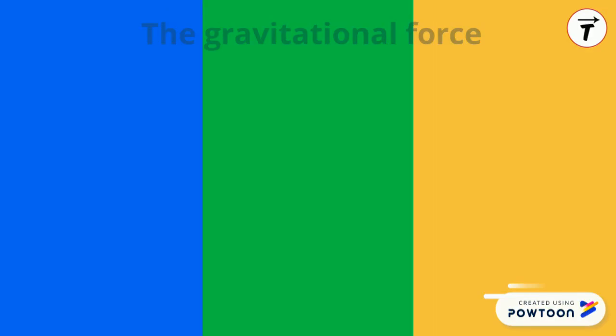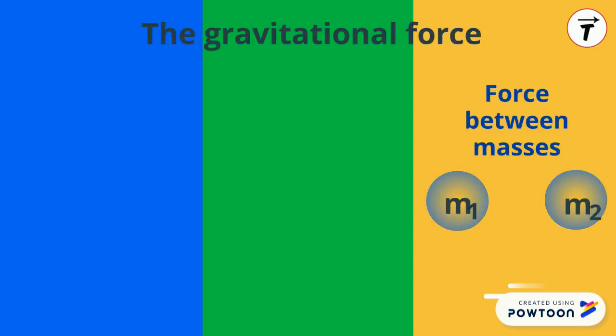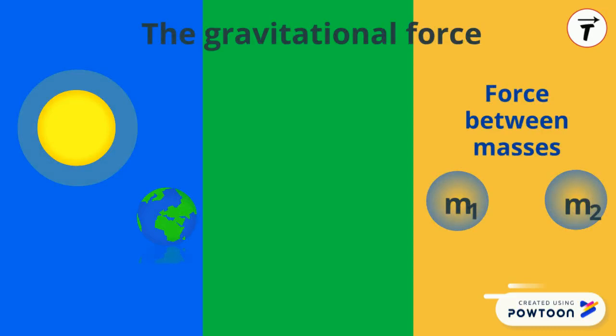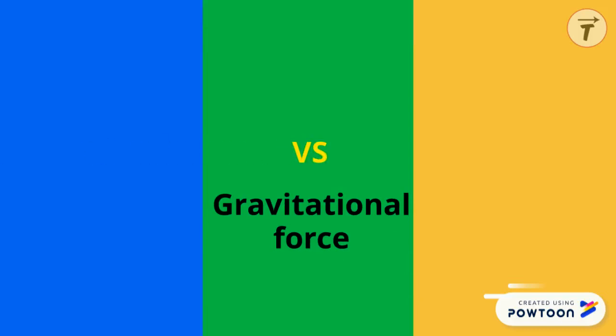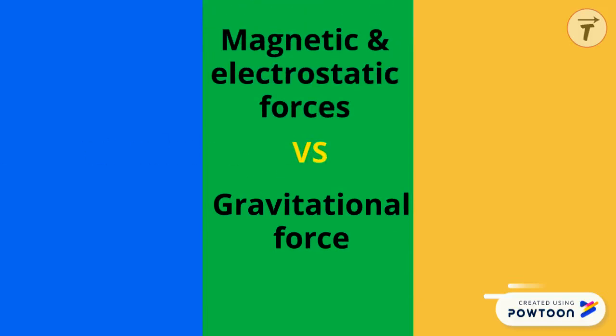Gravitational forces are forces that exist between masses, any two masses, massive objects like celestial bodies and infinitely small ones like particles of matter. But how is the gravitational force different than both the magnetic and the electrostatic forces?